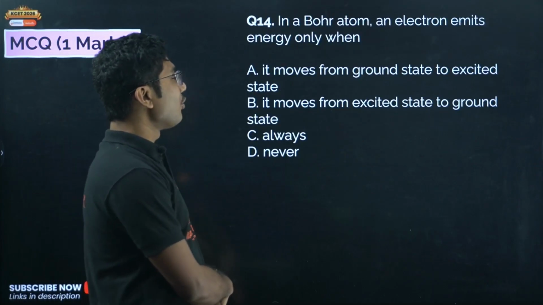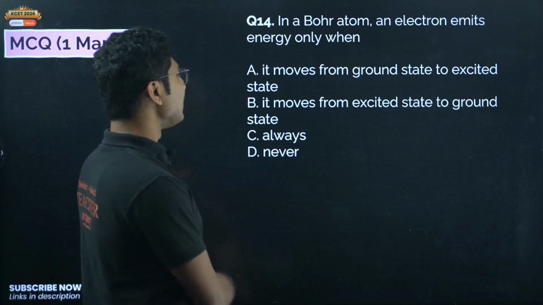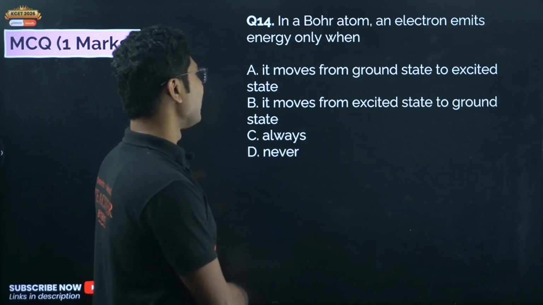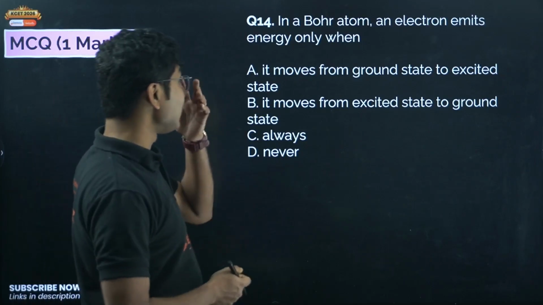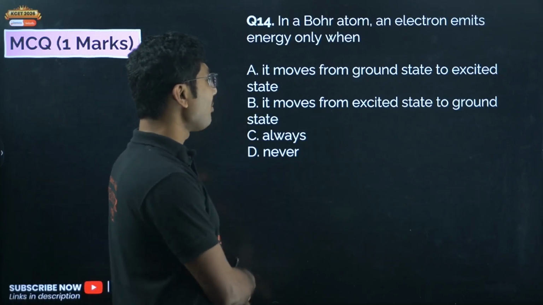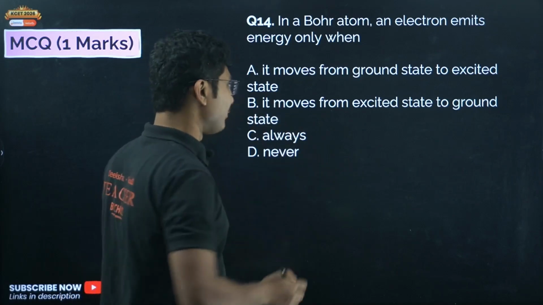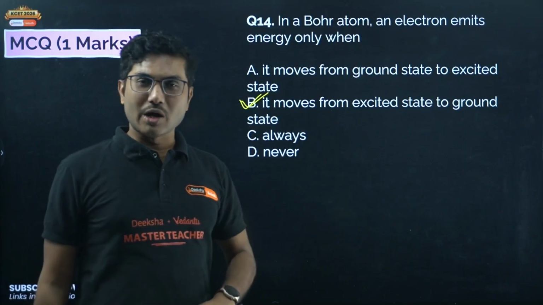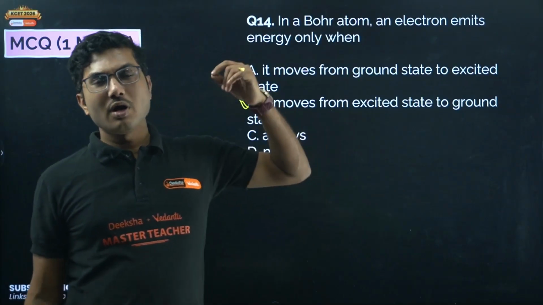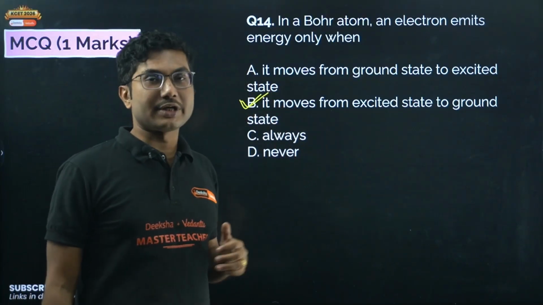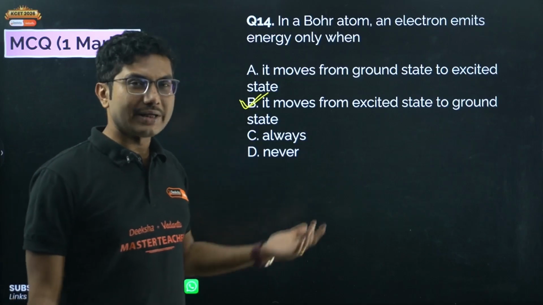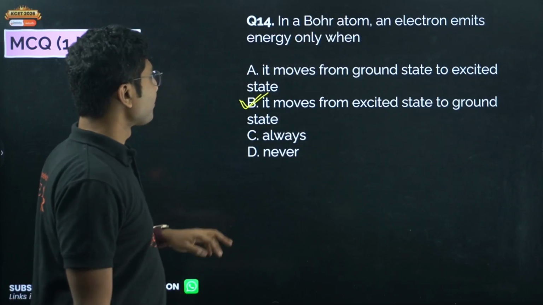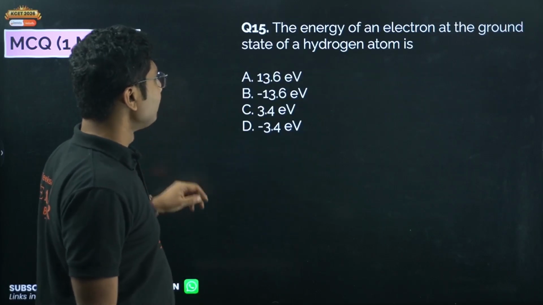Next, in a Bohr atom, an electron emits energy only when it moves from ground state to excited state. Okay, in Bohr atom, an electron emits energy when it is moving from excited state to ground state. From ground state to excited state, it will absorb energy, and it will give out energy when it is jumping from excited state to ground state. Okay, so option B is correct.